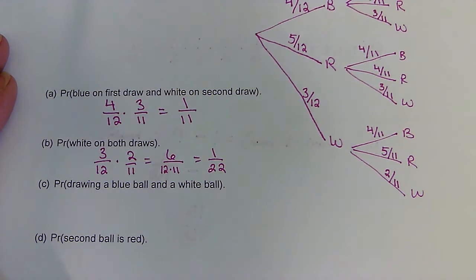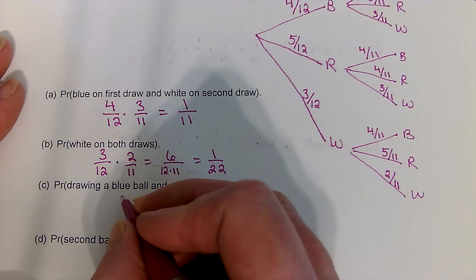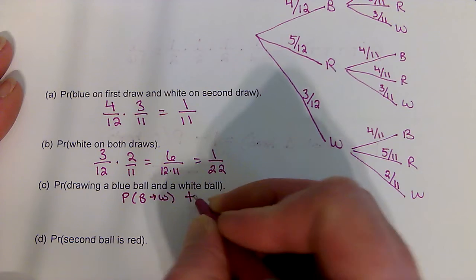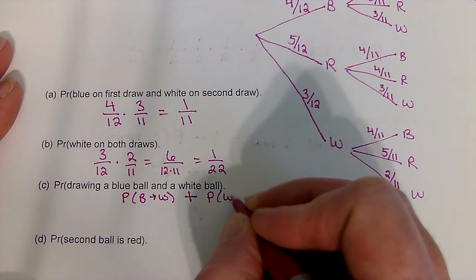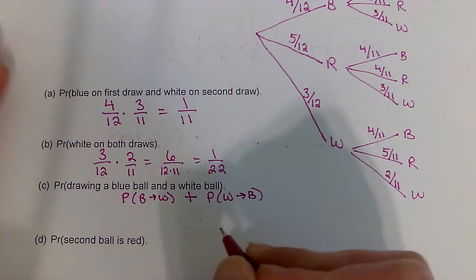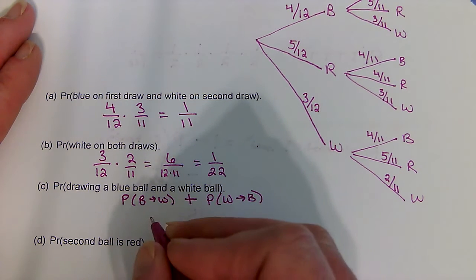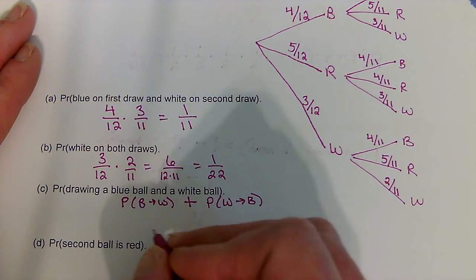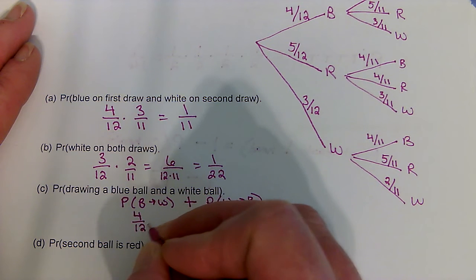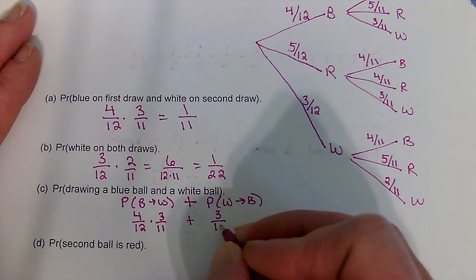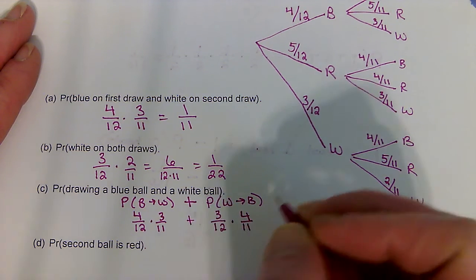Drawing a blue ball and a white ball. But it didn't say what order. So this is kind of an or. So we could have blue, then white, or white, then blue. So we've got 2 different probabilities there, and we're going to add them together because it's either this happens or this happens. So blue, then white would be 4 out of 12 times 3 out of 11. White, then blue would be 3 out of 12 times 4 out of 11.